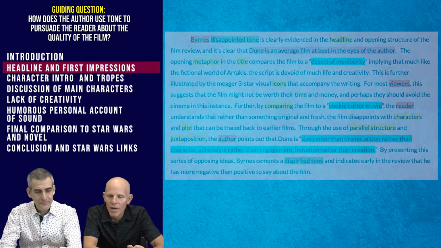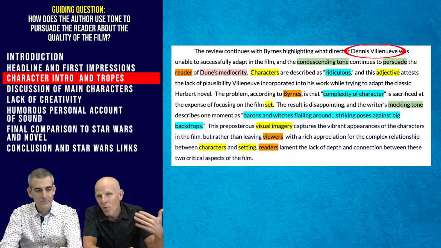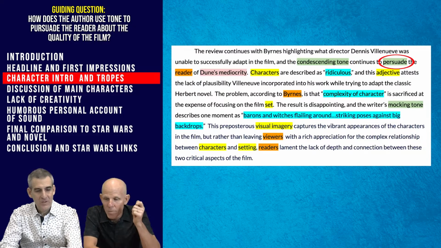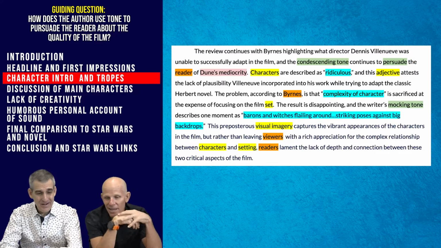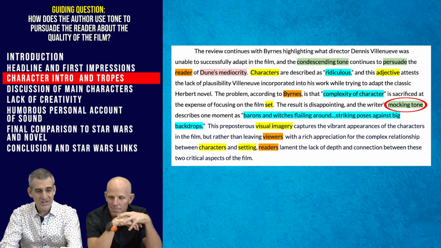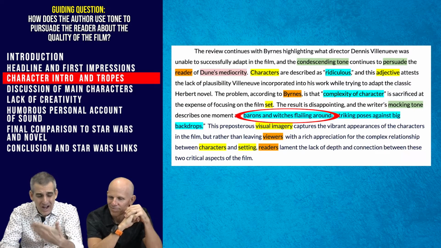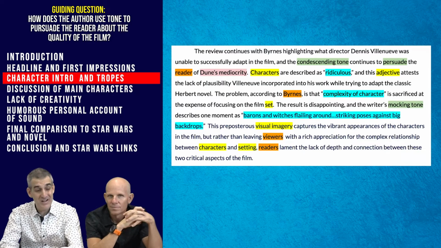So then we have a reference to the director itself, and again, being rather condescending towards what the director did. Again, this is part of the thing, and we're thinking about persuasion. They're trying to persuade the reader that it's really not worth their time. Right? He doesn't think so, and again, he's got that mocking tone where he's kind of comparing him to barons and witches flailing about. This is not an optimistic, positive review, and he's making it look ridiculous through his choice of language and his mocking tone.